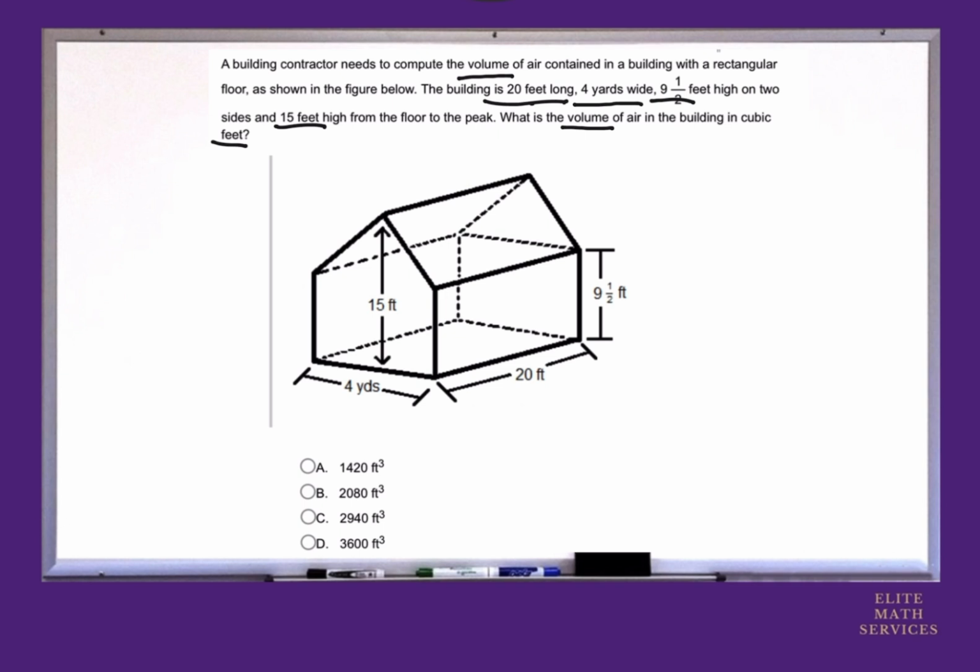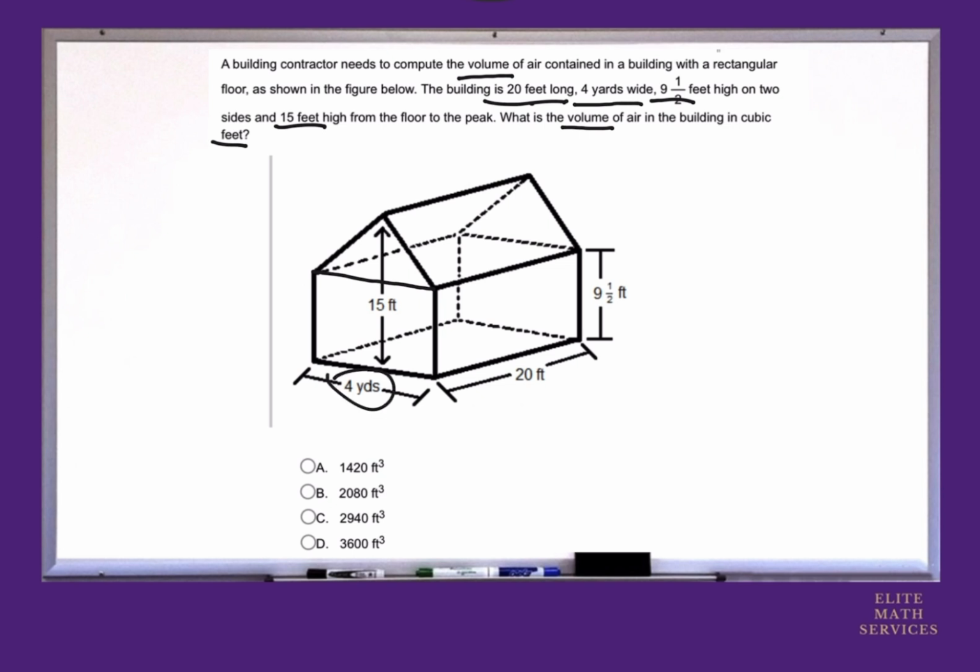First thing we want to do is cut this into two pieces, find the volume of the two pieces separately, and then add them together. So the top is going to be a triangular prism and the bottom is going to be a rectangular prism. First we're going to need some formulas. The formula for a rectangular prism is basically length times width times height. We're going to multiply all these three numbers here.